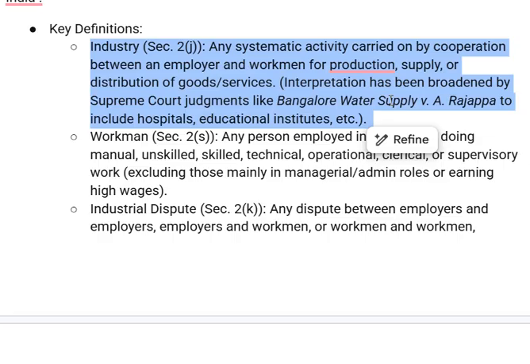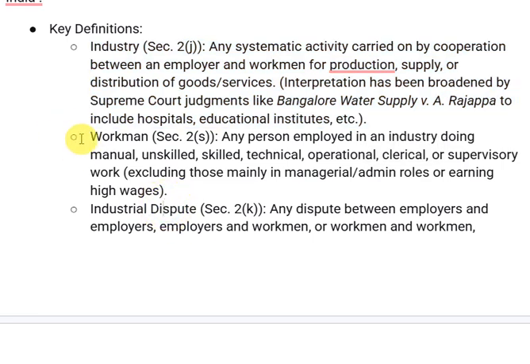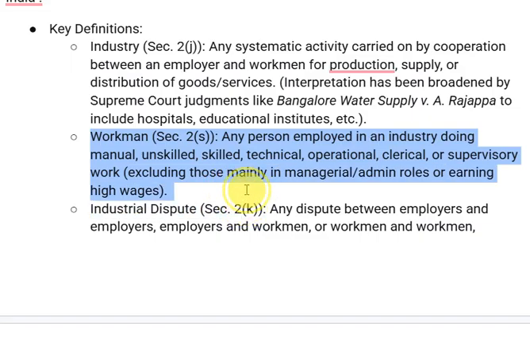There are many important case laws related to this particular word. You can refer to Bangalore Water Supply case company, wherein the matter was discussed, and the Supreme Court laid down the guidelines regarding whether the hospitals, educational institutions would fall in the definition of industry or not. Then let us look at the next definition, which is workman.